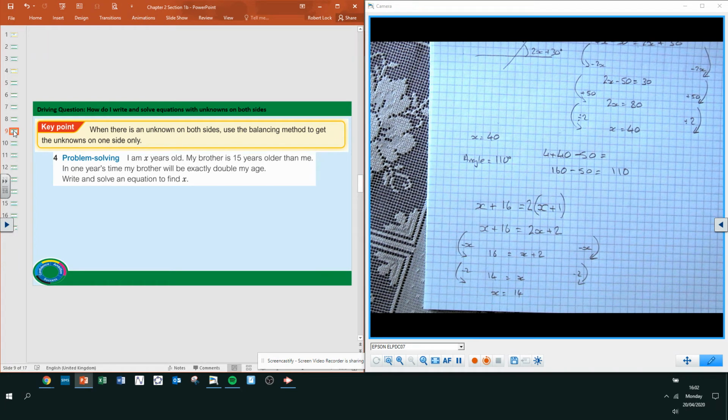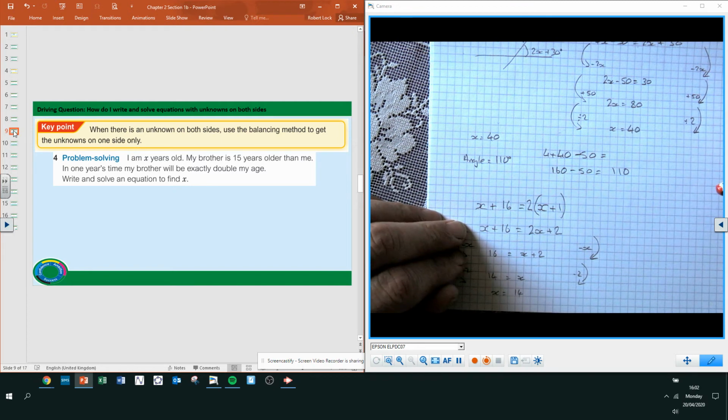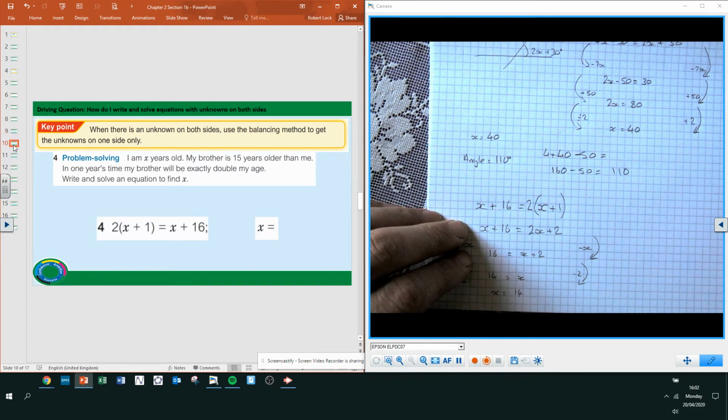Next year I'll be 15. And my brother's 15 years older than me. He would double exactly my age. 15 doubled is 30. Exactly. Next question. x is 14.